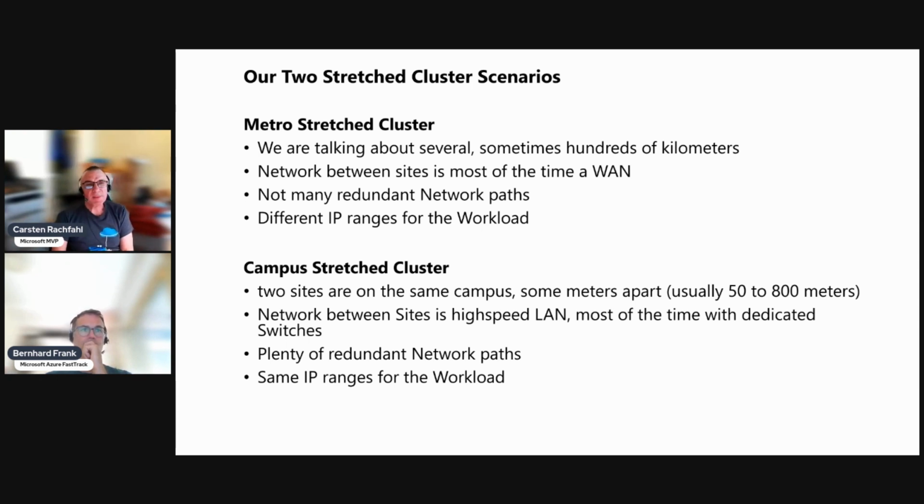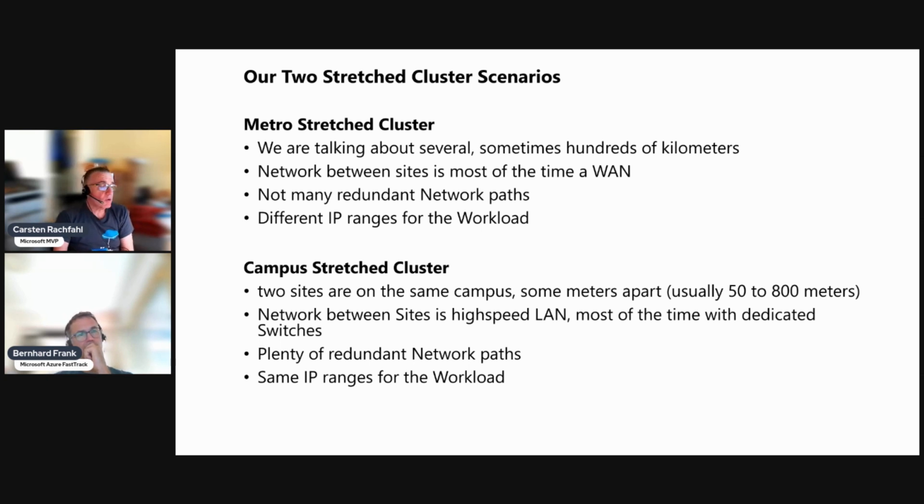Yeah? The networks between the sites are high-speed LANs, and we are talking 10 gigabits or more, 25, 50, 100, multiple 100 gigabits. And we often have dedicated switches for our communication between the sites. So we have multiple ways. We have our core infrastructure that connects both sites, and maybe even dedicated storage switches for replication and our local storage. And we have plenty of redundant network paths because we own the network. We can do multiple VLANs for the different traffic.